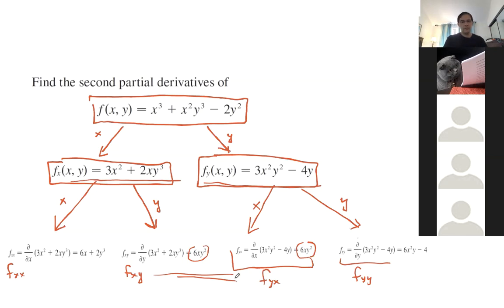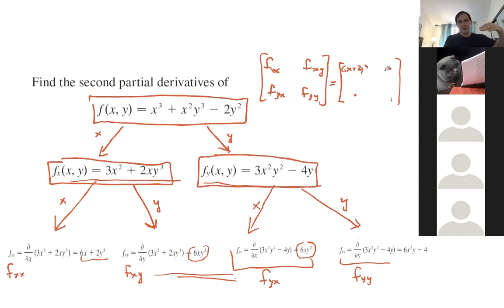That's why when you look at the matrix of partial derivatives, fxx, fxy, and then fyx, and then fyy. How does the matrix look in this example? Well, in this example, this is fxx, 6x plus 2y cubed. And here's another element of this matrix. I have no time to write all of them, but you will see that this matrix is symmetric, meaning that this and this are the same.